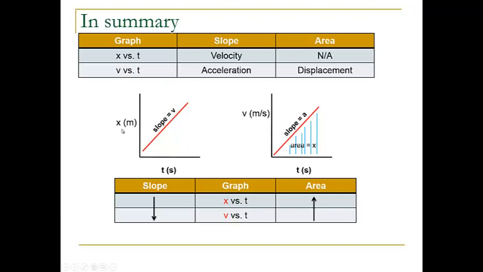Okay, this middle graphic just shows you it in a different manner. So here you have your position versus time graph. It just shows you your slope is your velocity. If you have a velocity versus time graph, your slope is your acceleration. Your area would be your displacement.